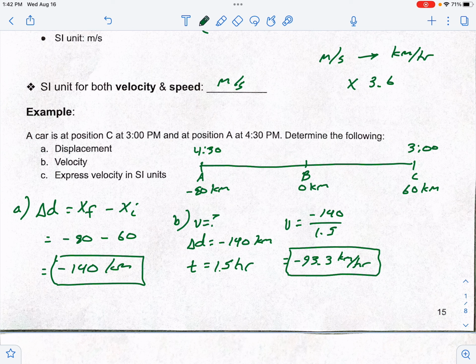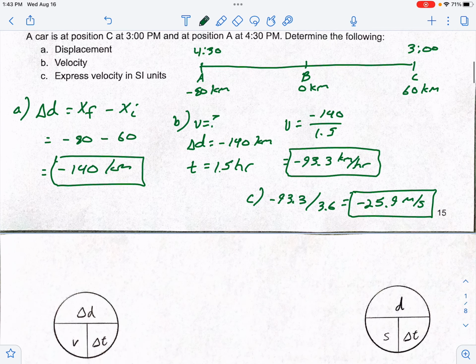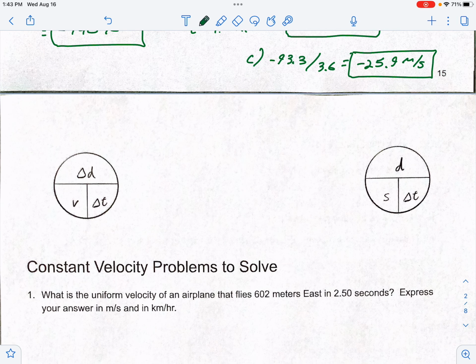Now part C, it says, I want it expressed in SI units. What that means is we need to do it in meters per second. What's important is don't always feel like you have to convert it to meters per second. It's basically only if we ask you to. So in part C, I'm going to take that negative 93.3 and convert it to meters per second. So I'm going to divide by 3.6 and I'm going to get negative 25.9 meters per second. And there's your answer for C. Moving on, I gave you these little tricks up here so you can use those if you want to.